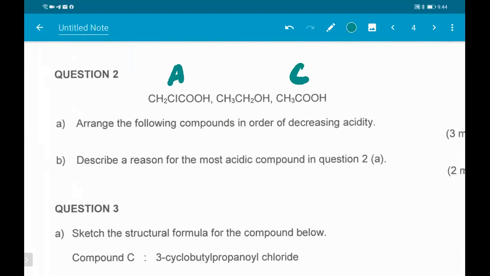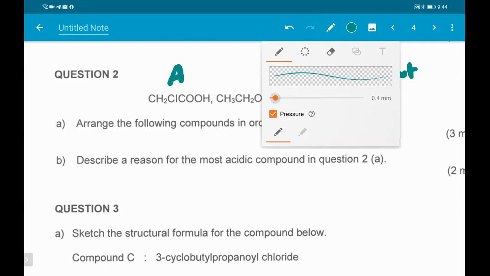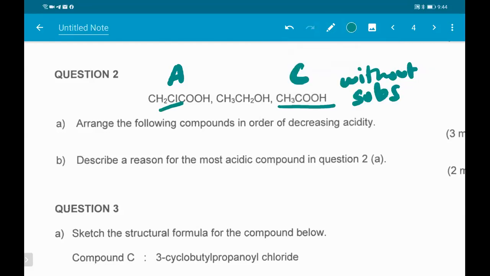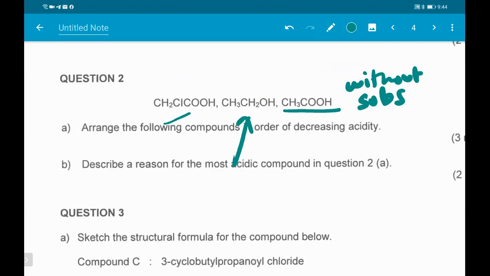As you can see here, this compound is without substituent. Alright, yang ni pula ada substituent, iaitu yang Cl ni. Ada Cl. Okay, we already know that this is the weakest acid. Okay, tapi antara A dengan C ni kan, yang mana lebih weak.